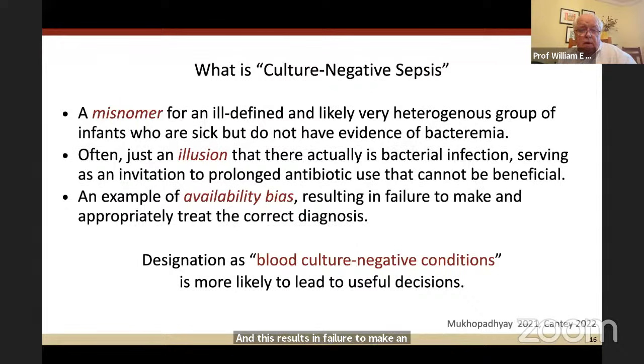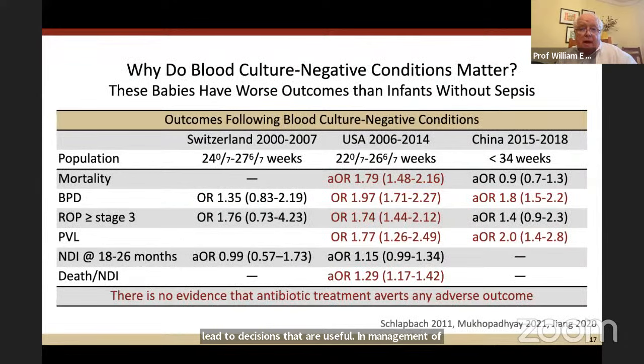So over the next few minutes, I'd like to talk about how designation of this circumstance as a blood culture negative condition rather than culture negative sepsis is more likely to lead to decisions that are useful in management of these infants. Well, why does it matter? The first reason and the most important is that these babies have worse outcomes than infants who don't have sepsis.